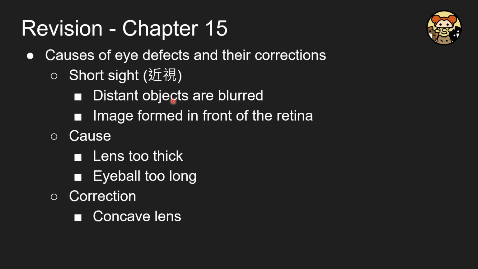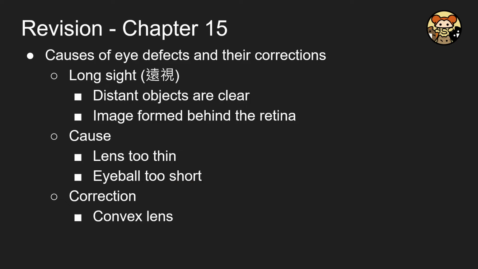For short-sighted people, the distant object will be blurred because the image is usually formed in front of your retina. So there are two causes of it. Either the lens is too thick or the eyeball is too long, and the correction will be wearing a concave lens.